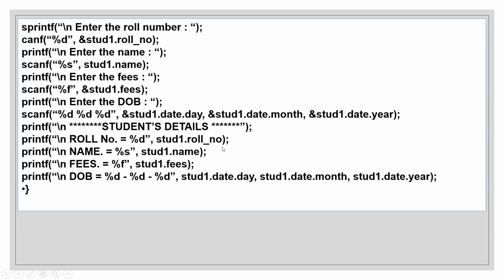Now we are printing those values: stud1.roll_number, stud1.date. This is the main structure, substructure, and the members. The program displays the details of the student using printf.